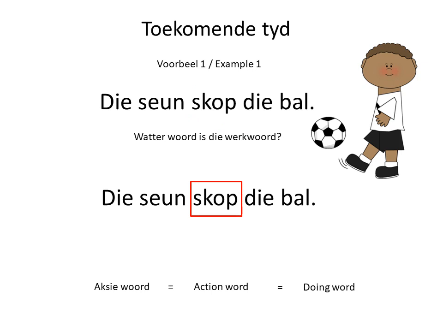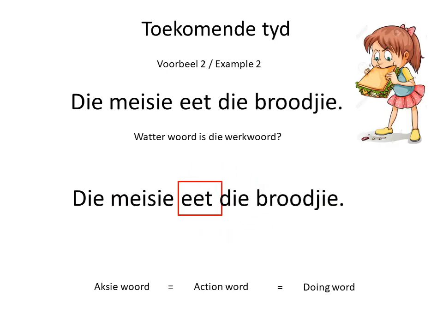So I ask myself, which word is the werkwoord? Watter woord is die werkwoord? Which word is the verb? In this example, die meisie eet die broodjie, the girl eats the bread or sandwich. I ask myself, which word is the verb? Watter woord is die werkwoord? And of course it is eet, eat. And I circle it.